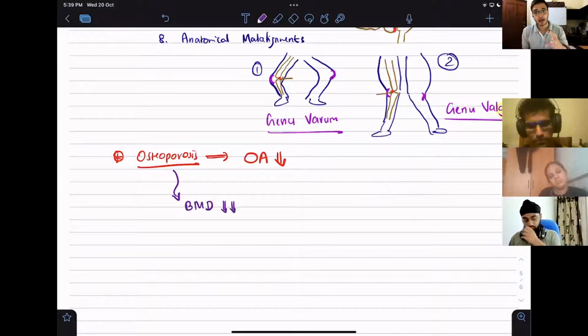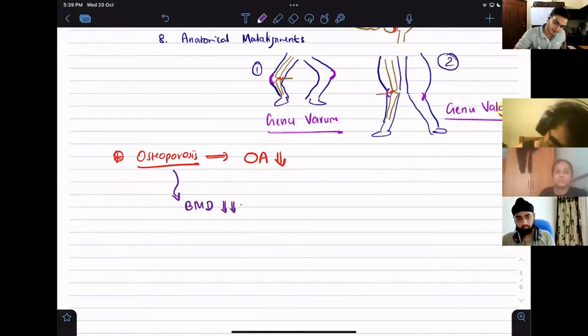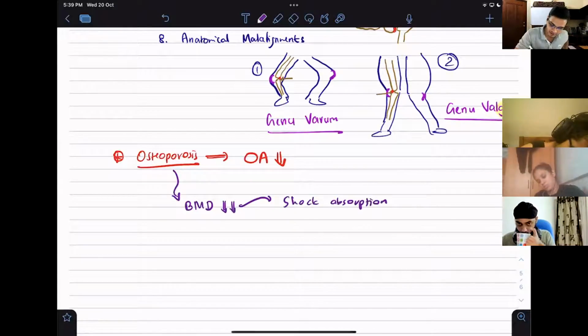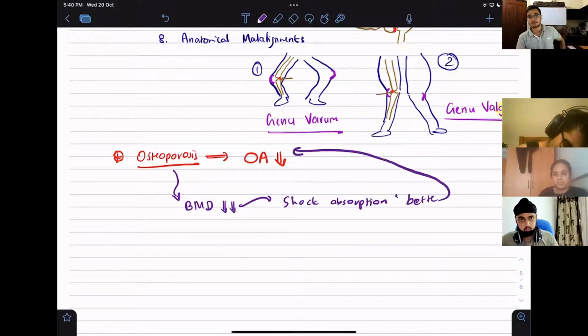So what do you think happens to the shock absorption capability? If a bone is a little bit more elastic than usual, shock absorption is much better. Shock absorption capability is better. So that's what we know up to now, guys. There are some other theories that are hypothesized as well. But with shock absorption better, therefore they say the risk of osteoarthritis is lower.